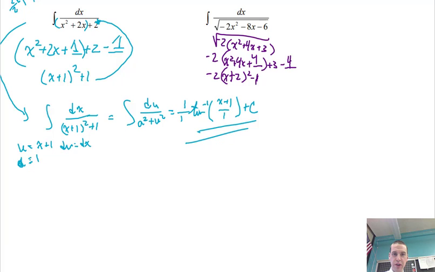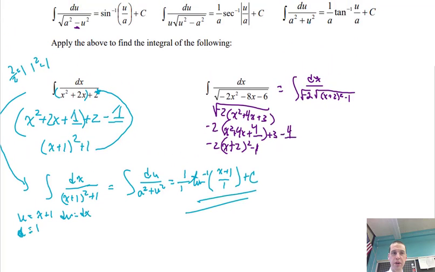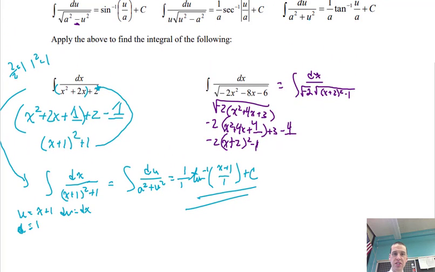Now notice that we have a negative 2 out in front of all of that. So I can rewrite this as the integral of dx over the square root of negative 2 times the square root of x plus 2 quantity squared minus 1. Now going back here, we can see that this is going to be either secant or sine. Now notice that u is the term with the variable that we're taking the integral with respect to. In this case, our u does not have an x in it, so we know that we have to be looking at sine. Now sine has to be a squared minus u squared.